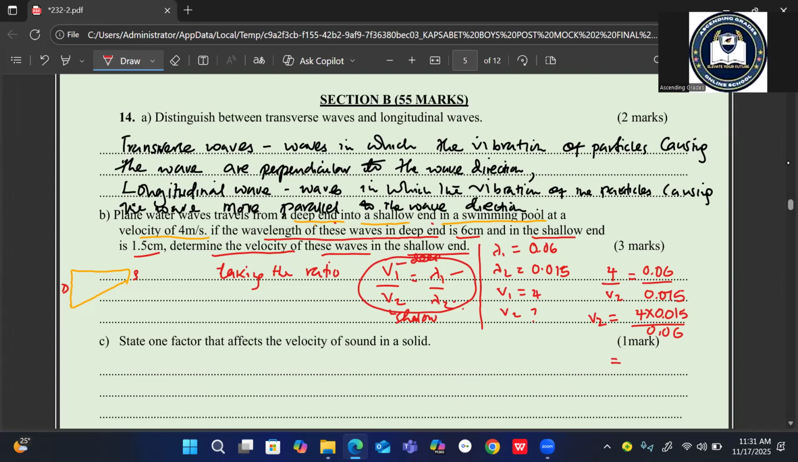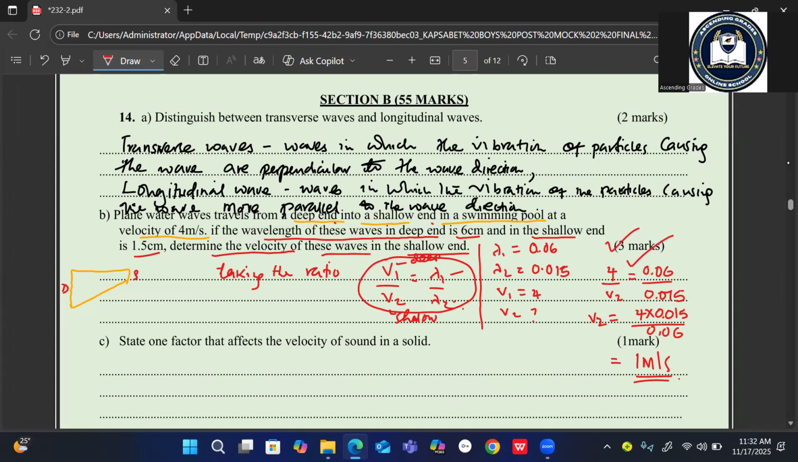There is something that is not adding up. 4 times 0.015 divided by 0.06. Okay, so at long last, we are going to get 1 meter per second from this working. So it is now correct. It is a good move.